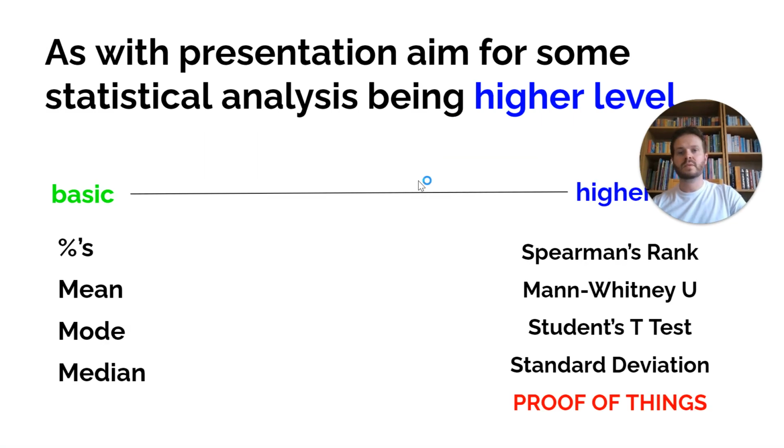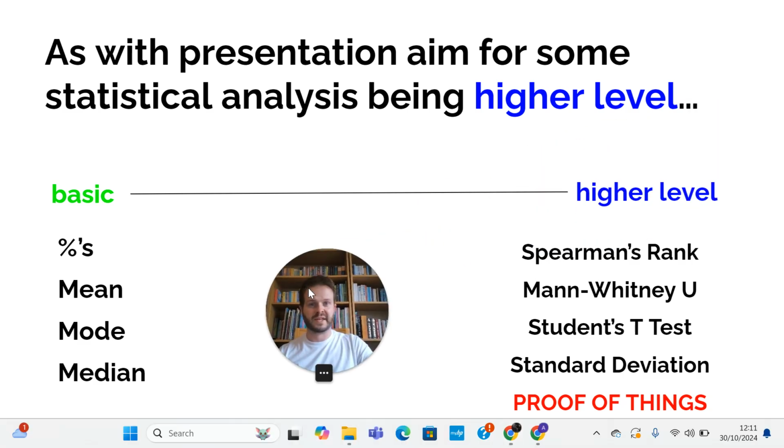And again, it's thinking with your presentation, aim for some of these being higher level if you want a higher level project. So over here, you've got your basics, like turning things into percentages, mean, mode, median. Over here, you've got your more complicated, more sophisticated, higher level ones, which are like Spearman's rank, Mann-Whitney U, Student's t-test, standard deviation, that will give you proof of things. Proof that there is a statistical difference and it's not down to chance. Because sometimes your data could just be coincidental. So we need to do a statistical test to think about what degree of confidence we can have that there's a causal link here.